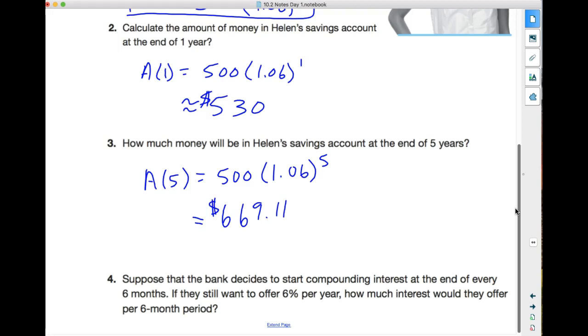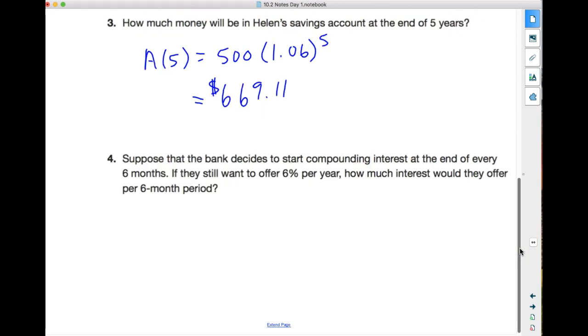Okay? Suppose the bank starts to compound interest at the end of every 6 months. They don't typically do it every 6 months, they typically do each quarter. But let's suppose the bank is going to compound interest at the end of every 6 months, but they still are going to offer 6% a year. So how much interest would they offer per 6-month period?